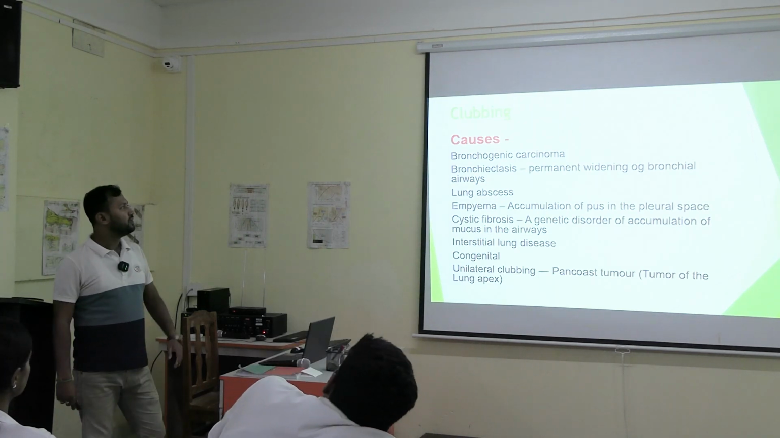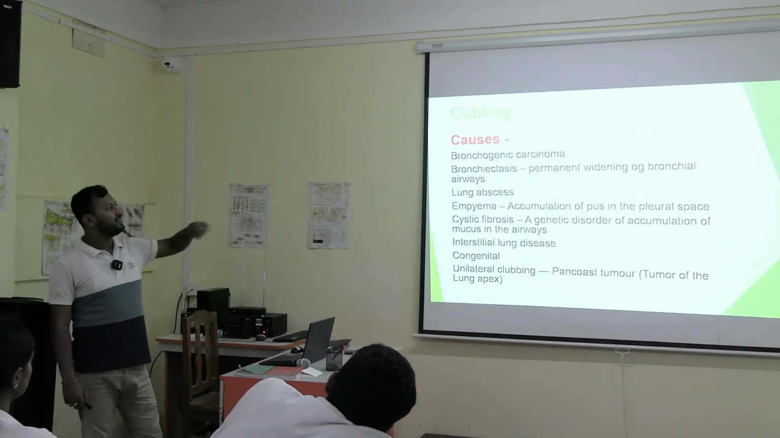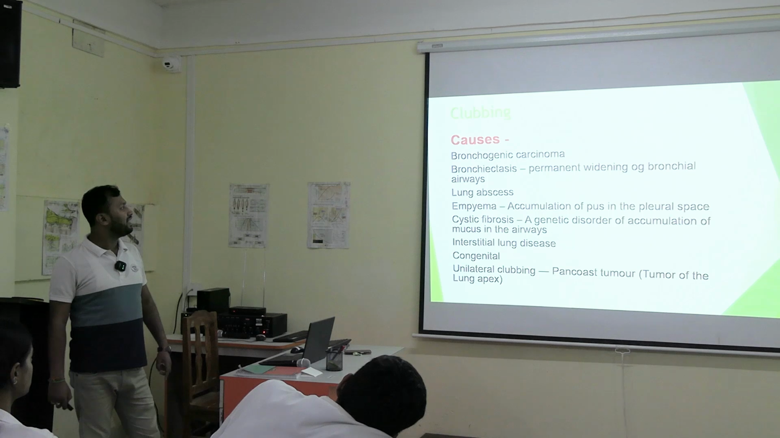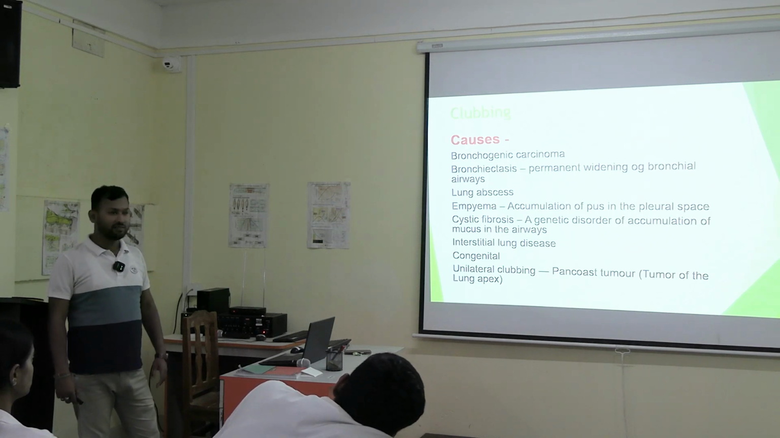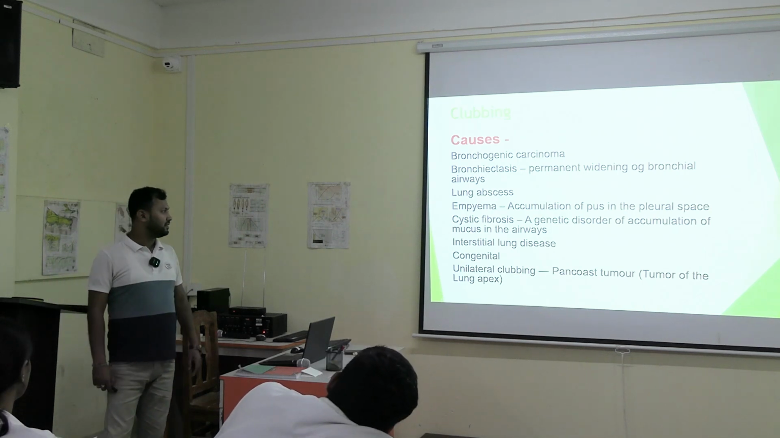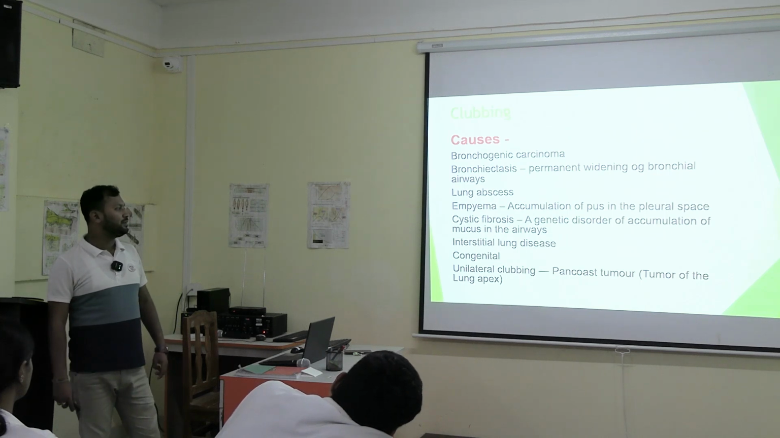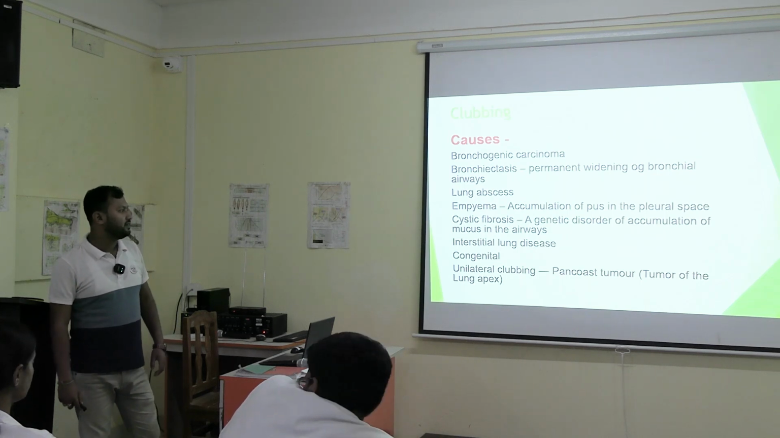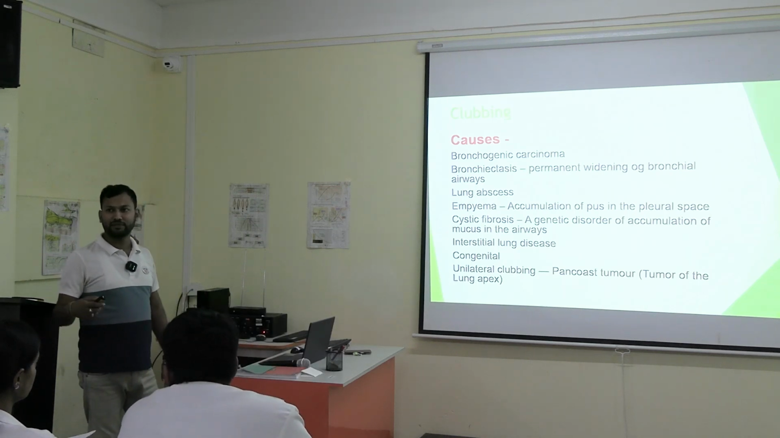Lastly we will see clubbing: bronchogenic carcinoma, then bronchiectasis, means permanent widening of bronchial airways, lung abscess, empyema, accumulation of pus in the pleural space, then cystic fibrosis. It may be congenital also, clubbing may be congenital also. Then unilateral clubbing may be there in Pancoast tumor, tumor of the lung apex. Okay, the remaining part of examination will be taken.